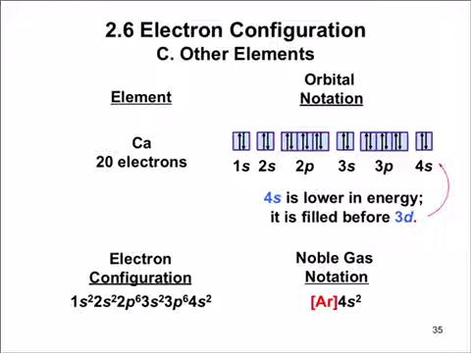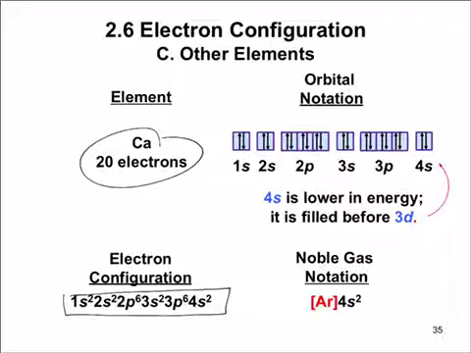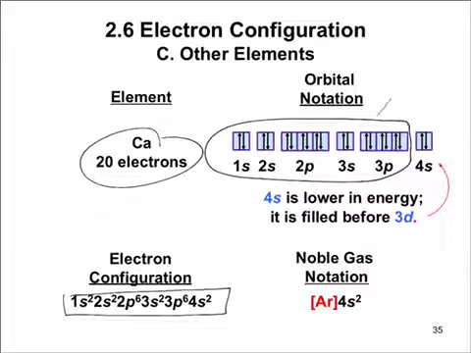So, let's do something a little bit easier. Calcium, 20 electrons. Its electron configuration will be 1s2, 2s2, 2p6, 3s2, 3p6, 4s2. Now, the noble gas prior to calcium is also argon, which means that all of these electrons are like argon. So, the noble gas notation is argon 4s2. Much, much smaller.